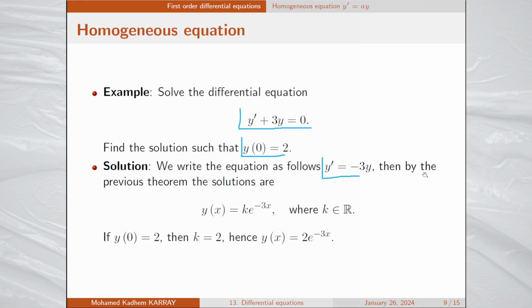Then by the previous theorem, the general solution of this equation is y of x equals some constant k multiplied by exponential minus 3, which is this term here, minus 3 multiplied by x. Now, since y of 0 equals 2, we replace this in the general form, and we get that the value of k equals 2. So y of x finally equals 2 multiplied by exponential minus 3x.